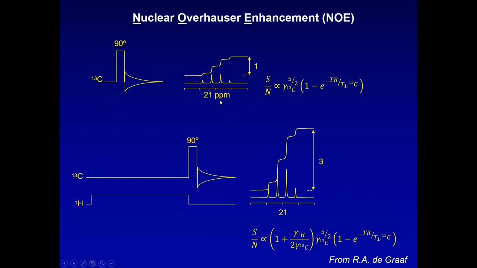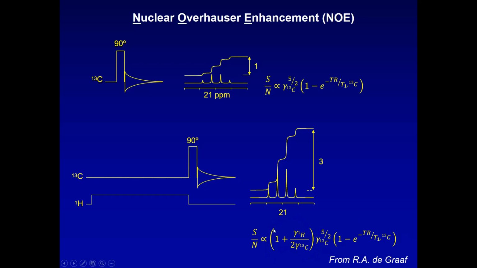If we look at the lactate example again, we go to 21 parts per million. That's where the lactate resonates in the carbon-13 spectrum. It's a pulse acquire experiment. It's the same thing you saw before. But now we do proton irradiation ahead of the 90-degree pulse. Some of the same features of the pulse acquire experiment are here, but there's a boost due to the nuclear Overhauser enhancement.